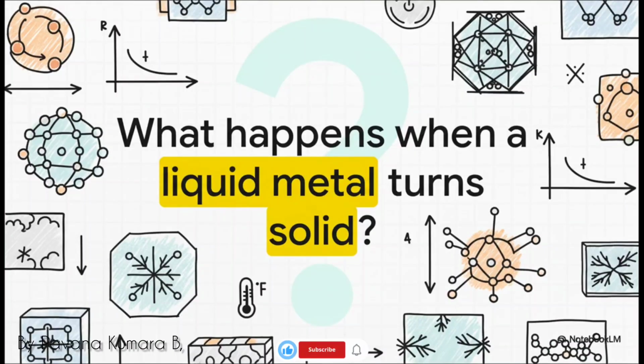So let's ask the big question. What really happens when liquid metal cools and becomes solid? You might think it just freezes, but the reality is way more interesting and complex than that. And the answer all boils down to one critical question. Is the metal pure, or is it a mixture of different elements?